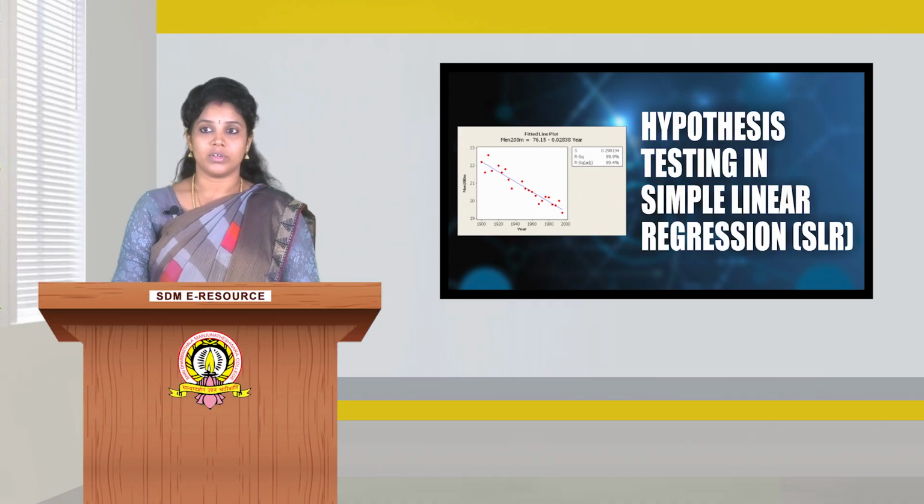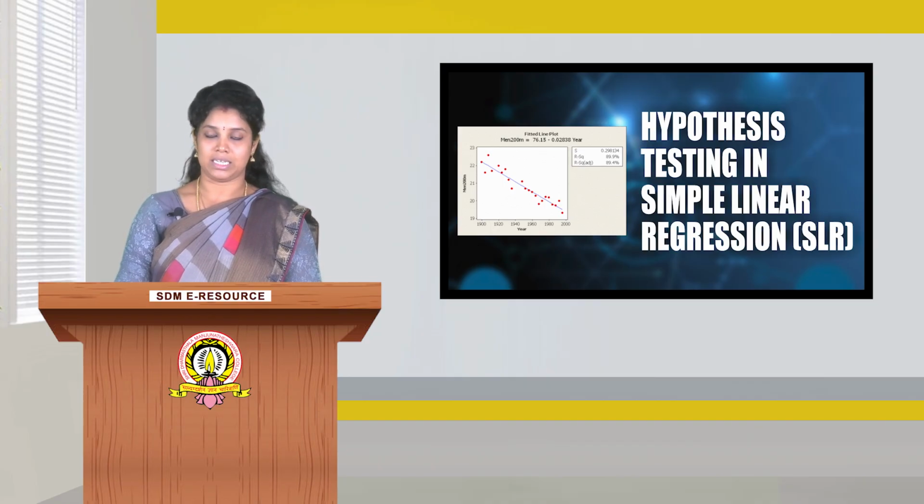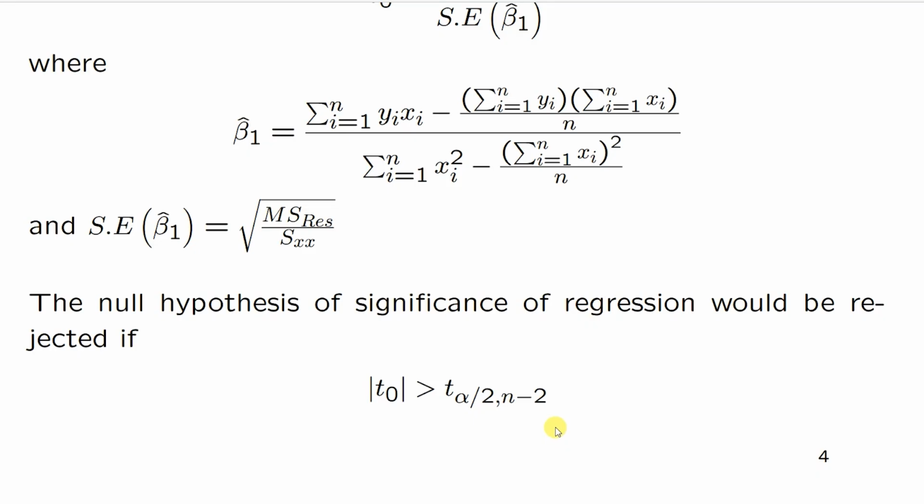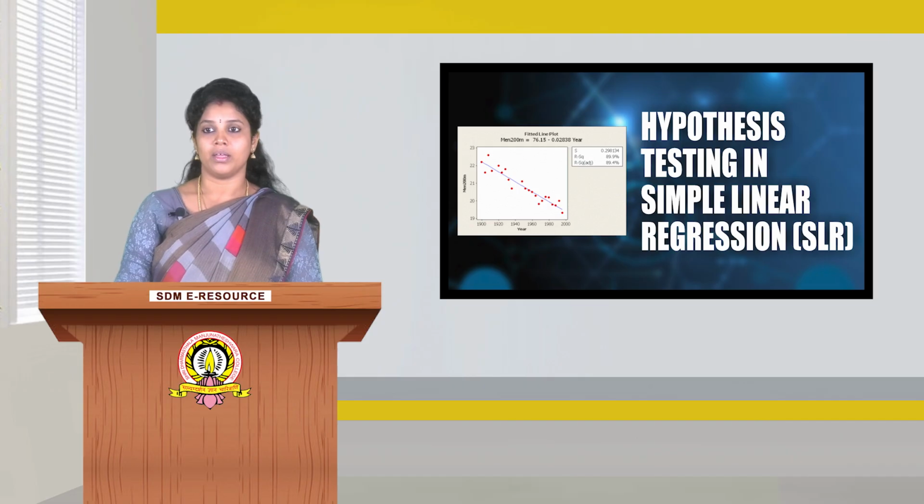Now let us discuss the first approach, which makes use of the t-test statistic. For this hypothesis testing, the test statistic is given by t naught, which is equal to beta 1 cap divided by standard error of beta 1 cap, where beta 1 cap is the least square estimator of beta 1 given by the following expression, and standard error of beta 1 cap is square root of residual mean square divided by Sxx. The decision rule is to reject the null hypothesis H0 when the absolute value of the test statistic T0 is greater than the critical value from the t distribution with n-2 degrees of freedom.